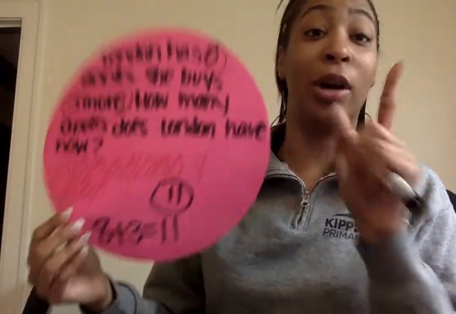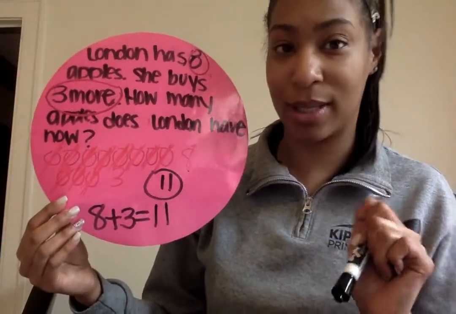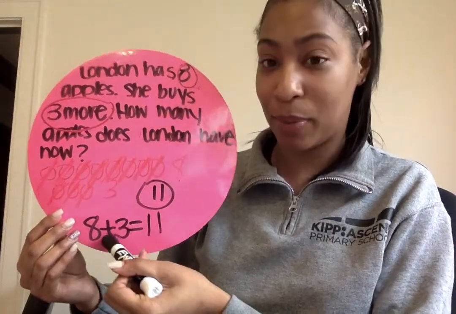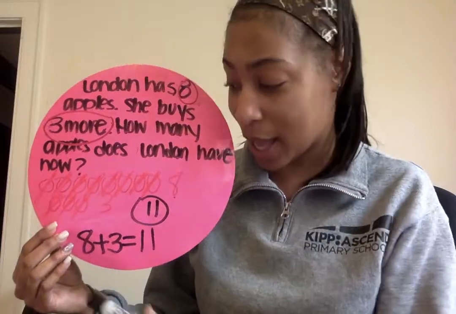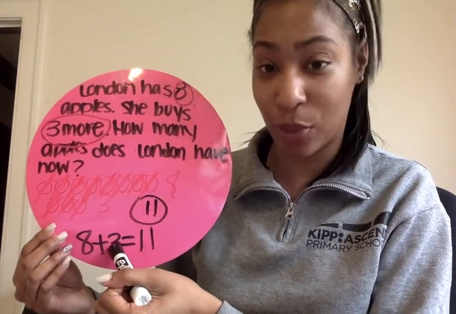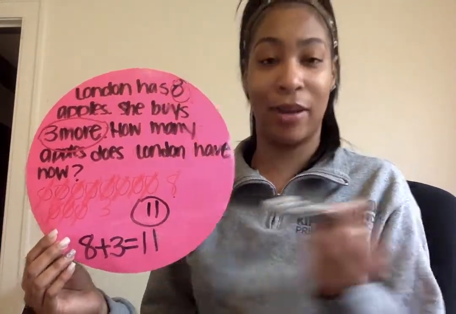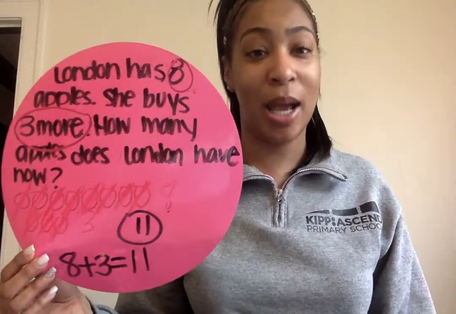Now let's say our number sentence together. 8 plus 3 equals 11. Or you can say 8 and 3 is 11. So good job, you guys. You were able to solve your CGI problem. You guys did fantastic. Now we're going to do a number bond using our CGI problem.